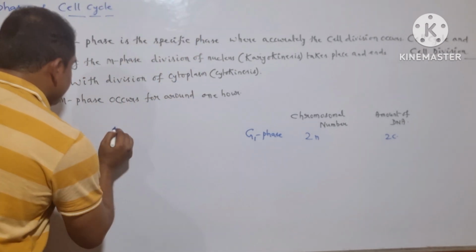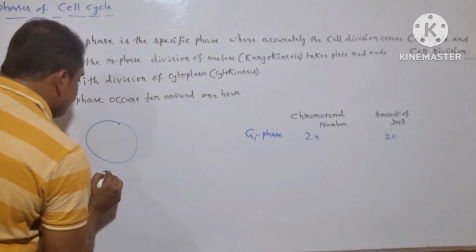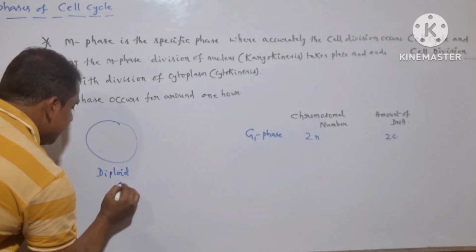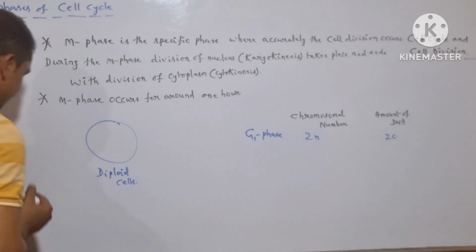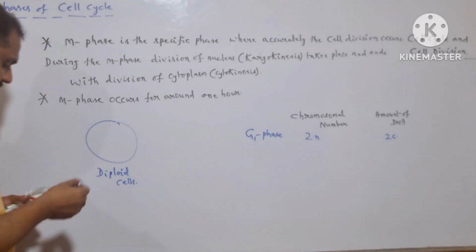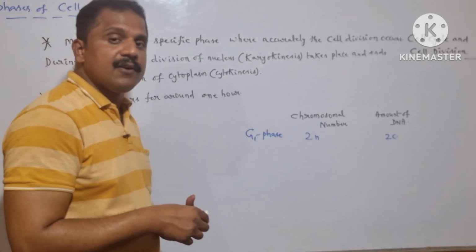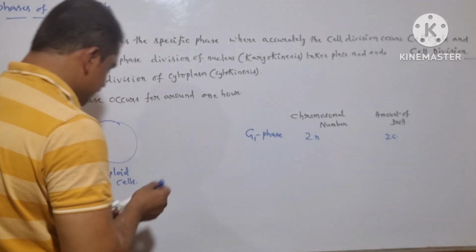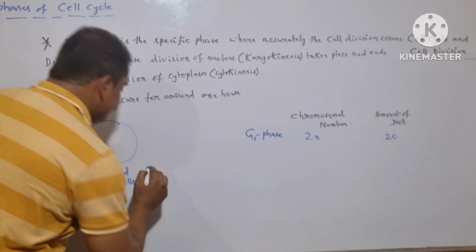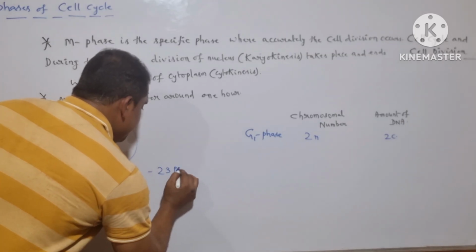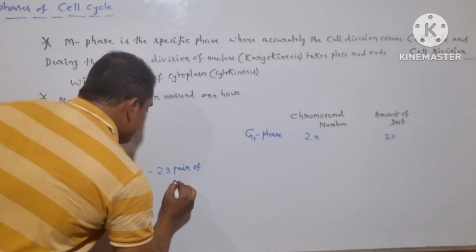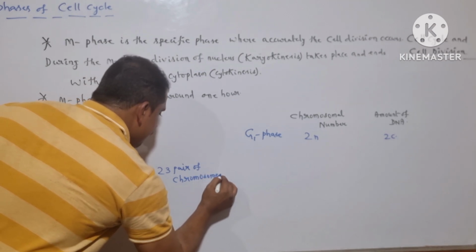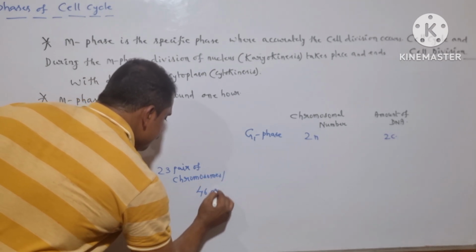So let me show it here. Let us assume it is a diploid cell. Basically all the cells in humans are diploid in nature. That means all the diploid cells have 23 pairs of chromosomes, or 46 chromosomes. Is it clear? So let me write it here. 23 pairs of chromosomes, 46 chromosomes.